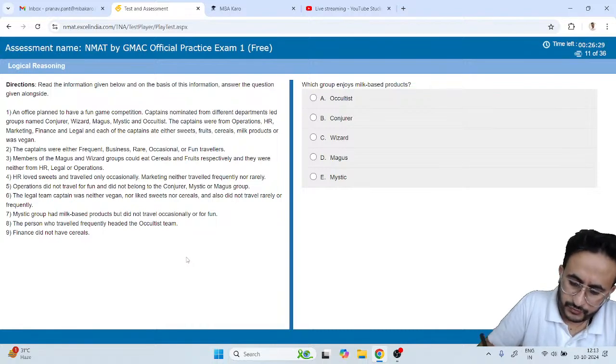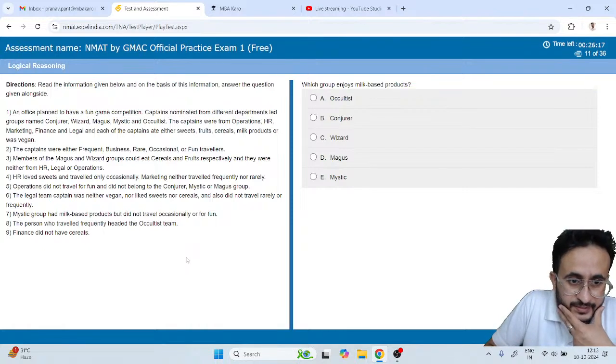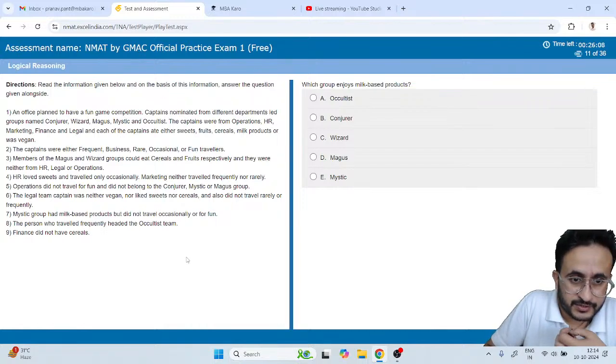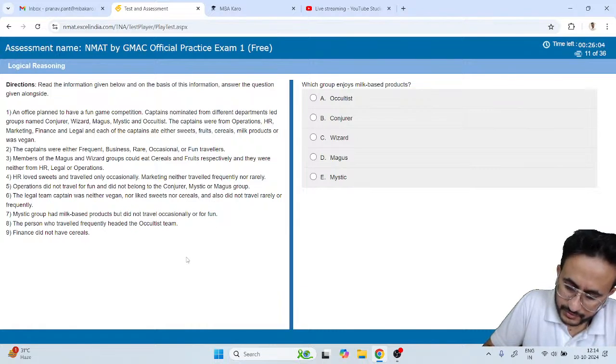HR is sweet. So first one will be HR. That team is HR and loves sweets and traveled occasionally. So now legal is left. Okay, so I'm about to fill the table. It is sweets, fruits, cereals, milk product, or vegan. So last one is vegan. Now HR loves sweets occasionally, marketing frequently, rarely, never, not rare.